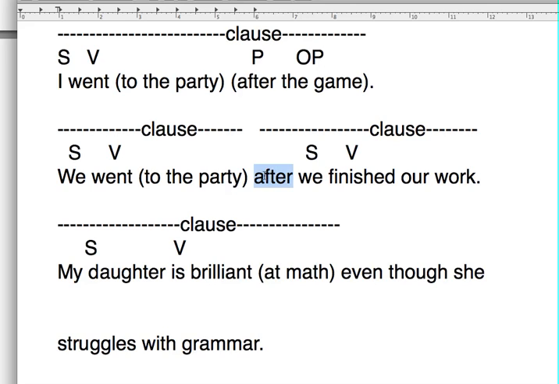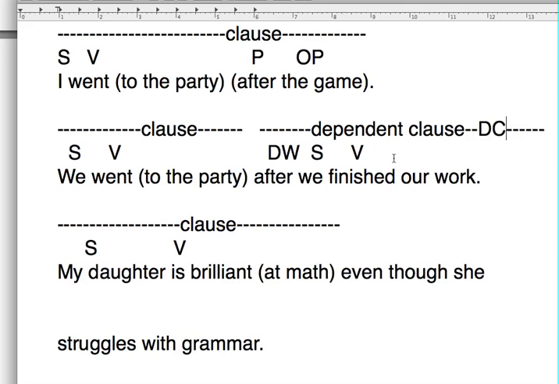Here, however, after we finished our work, we've got a subject and a verb, and the word after comes in front of it. And like we said, after is on our list of dependent words, so we're going to label it a DW, because after is a dependent word, and then we is a subject, finished is a verb. And so we put that together, DW plus S plus V. What does that equal? That equals a dependent clause. We're going to label this dependent clause, or DC. Okay. So there's our dependent clause, or DC. Something like after we finished our work.